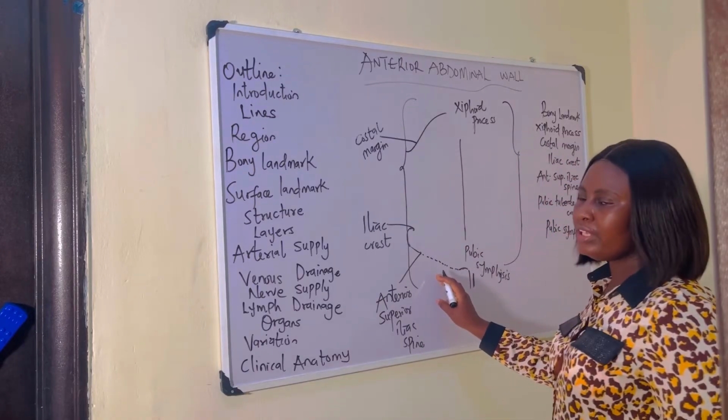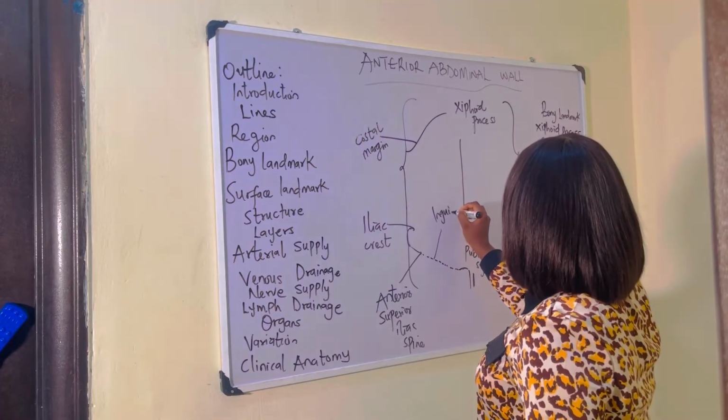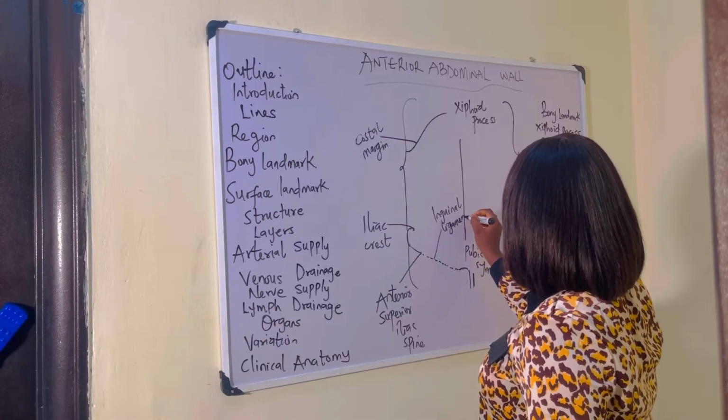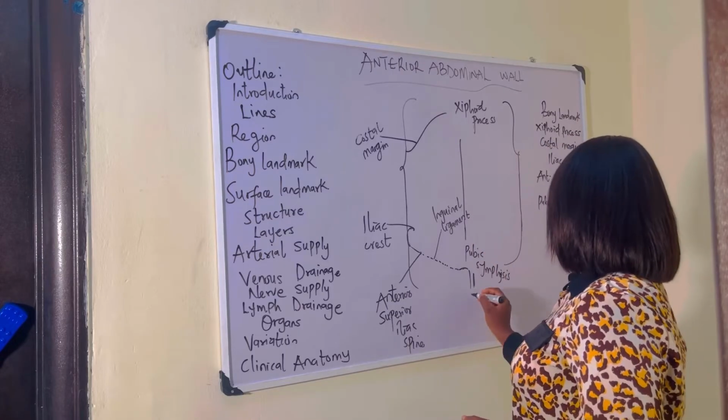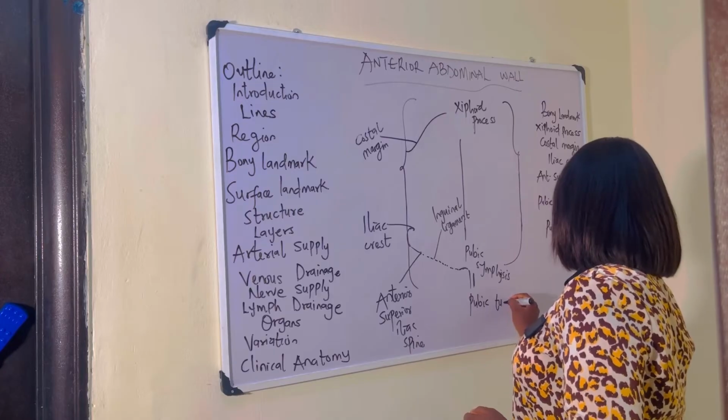Then the next you are having is the inguinal ligament. This is the inguinal ligament, and this ligament extends from the anterior superior iliac spine down to the pubic tubercle or the pubic crest.